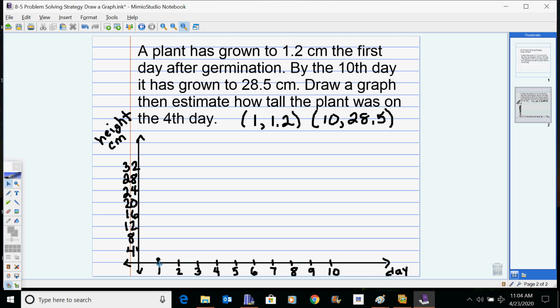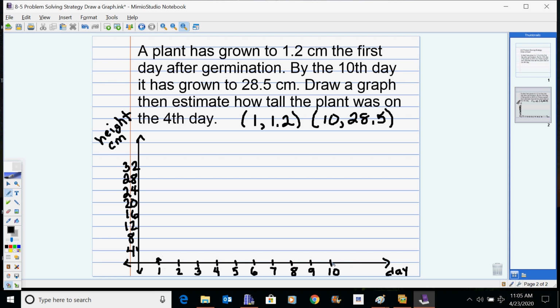Once again, this is an estimate, so it's got to be visibly below where 2 would be. 2 would be right in the middle. And I probably even have this a little bit high here. Bring it down just a little bit. Right down here would be about where 1.2 lives.